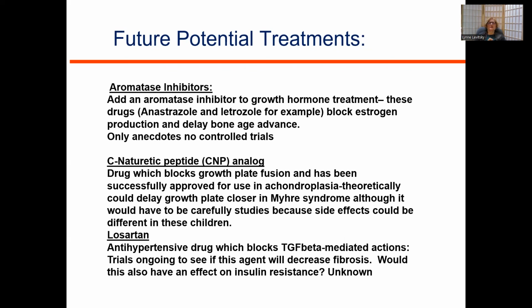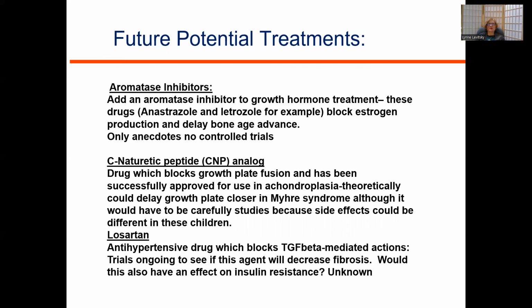An aromatase inhibitor is a drug which blocks the conversion of male hormone to female hormone, and they were developed to help women with breast cancer so they wouldn't get breast cancer back again, because some breast cancers are very sensitive to female hormone, and the thought was if you could block the female hormone, then the cancer wouldn't come back, and this has been shown to be true. But they're now available to treat anyone in whom you don't want female hormone levels to go up, because female hormone is what advances the bone age, as I pointed out.